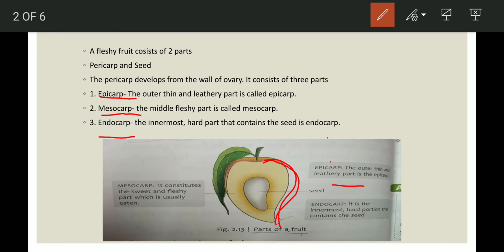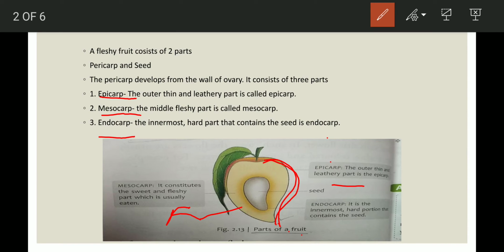Now mesocarp, it constitutes the sweet and fleshy part. This is the mesocarp. Means जो fleshy part होता है जिसे हम खाते हैं, that is the edible part of the fruit, is known as mesocarp, which is usually eaten. Edible part means that part which we eat. In mango fruit you have seen the mesocarp is very fleshy, that only we eat.